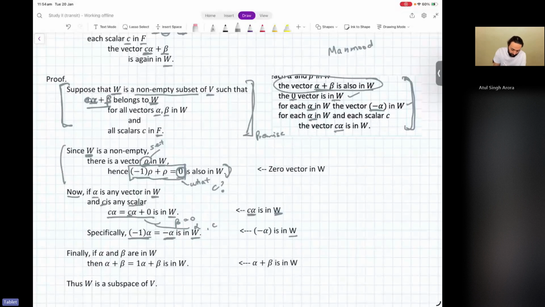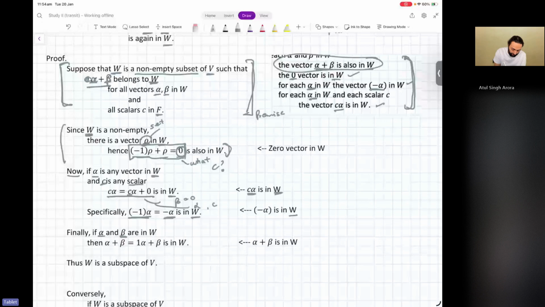And the last one is what? The last one is just saying that if alpha and beta are in W, then this is in W. How do we see this? Okay, so what is the value of C that we're putting here?